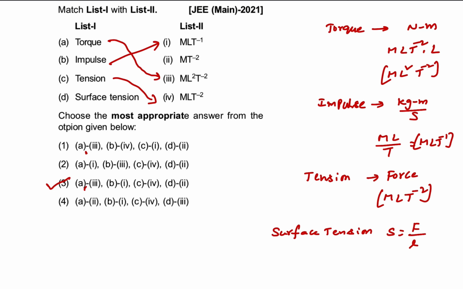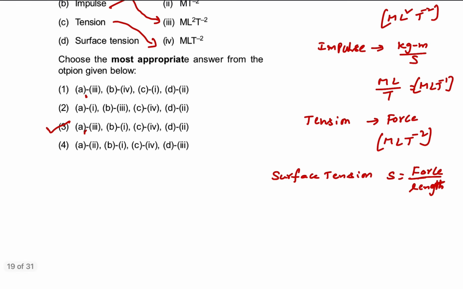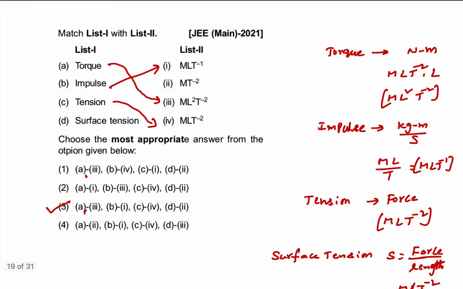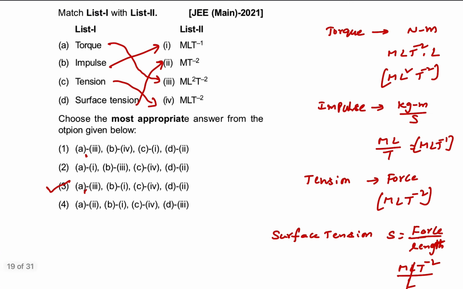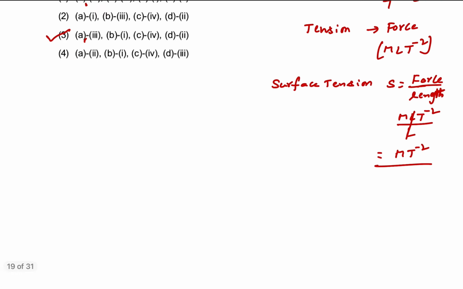Surface tension, you can write it as S is equal to force per unit length of the free surface. You can write it as M L T power minus 2 divided by the length. So L and L get cancelled, M T power minus 2. This is the dimension of surface tension. So anyway, it is matching here.